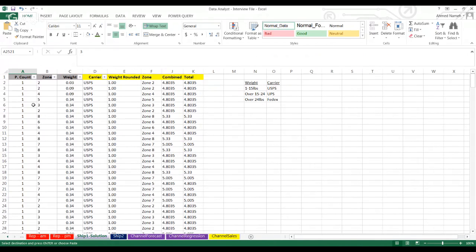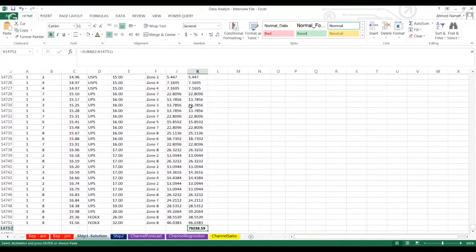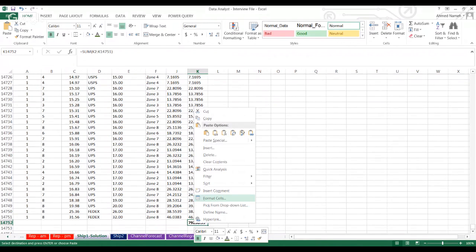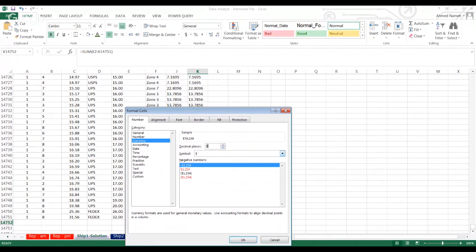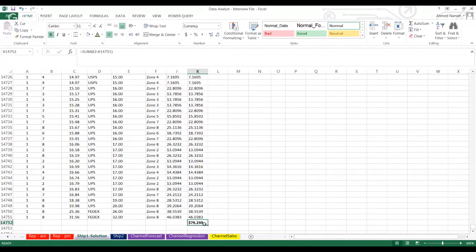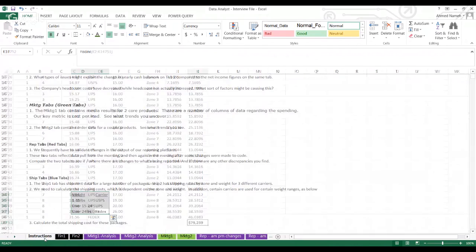So that's my solution. And this is essentially the total of column K, and let's just reformat this so it's easier to see. You're looking at a total of $79,239.